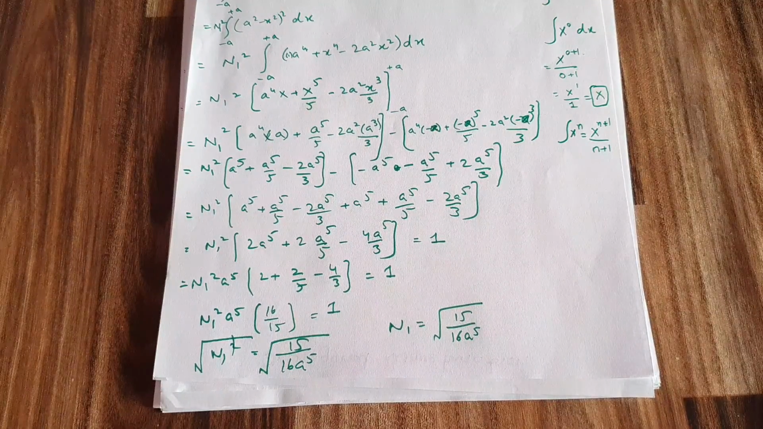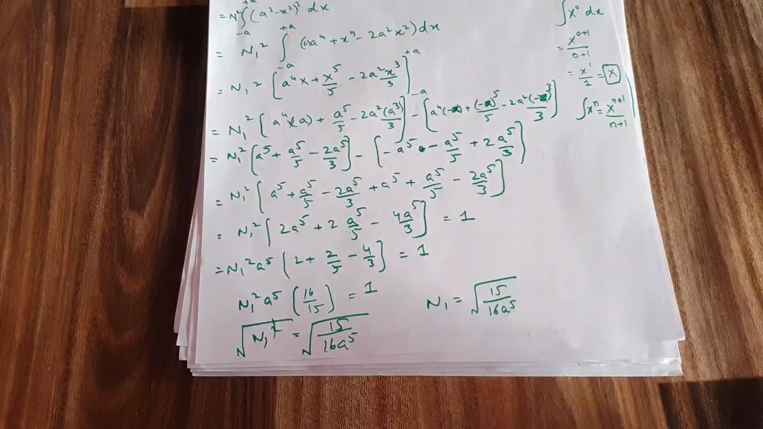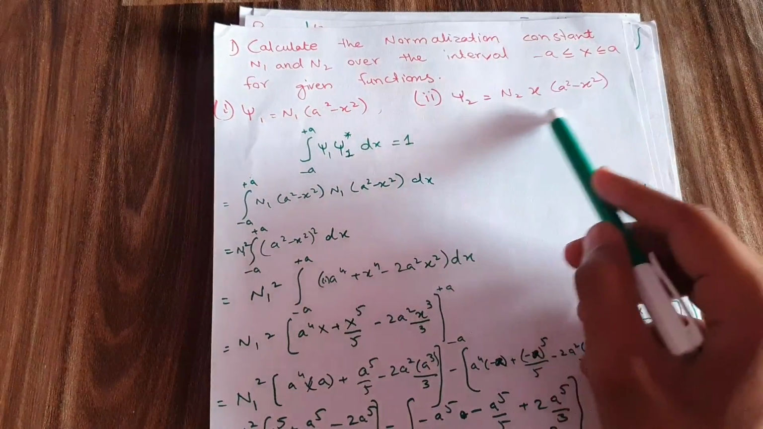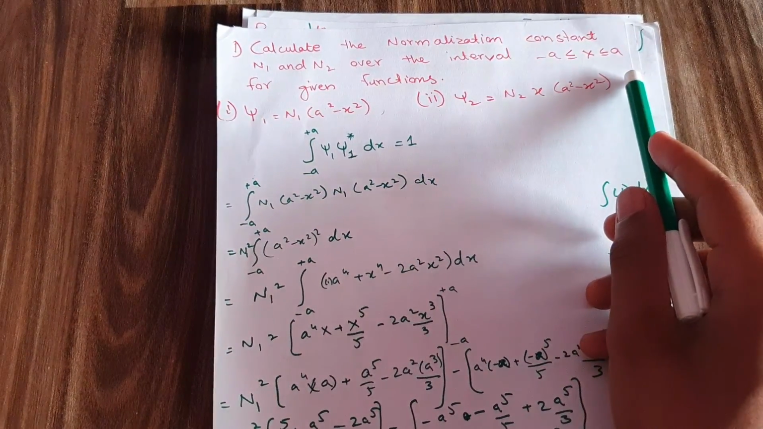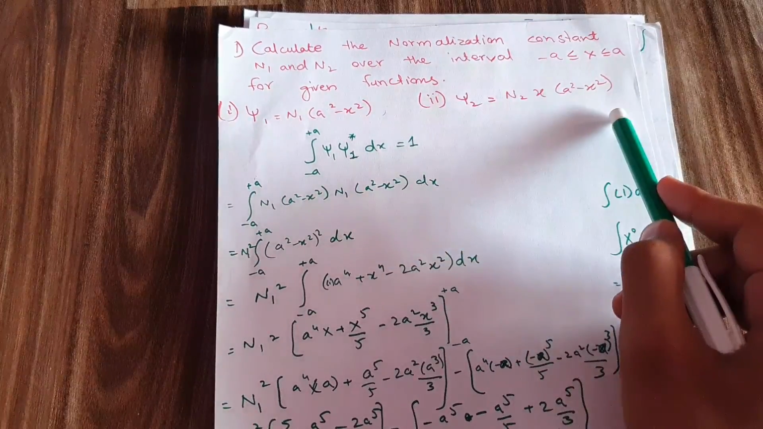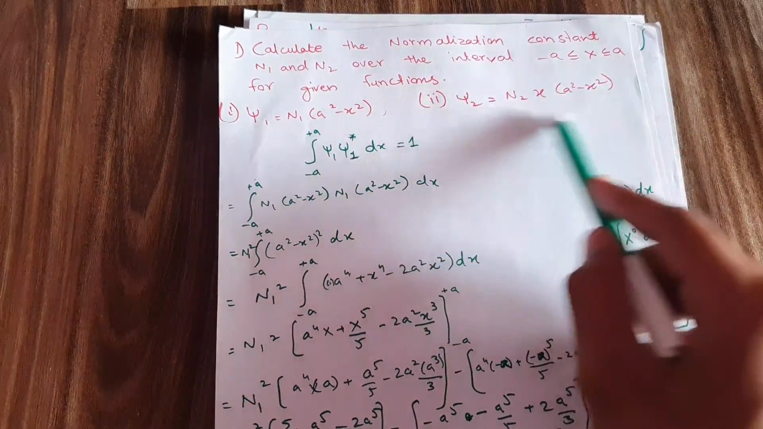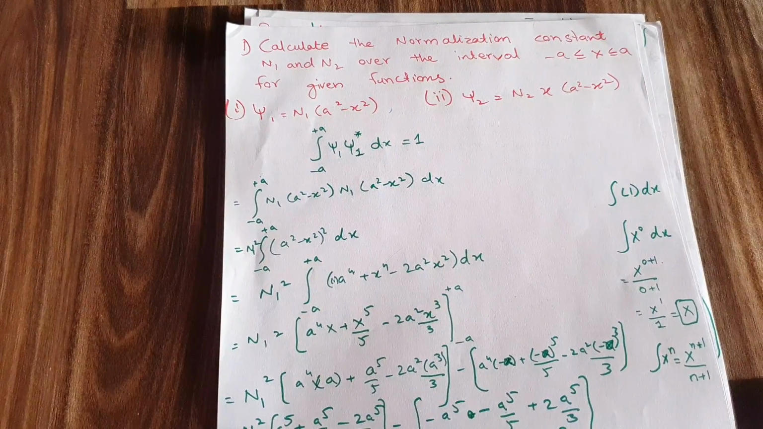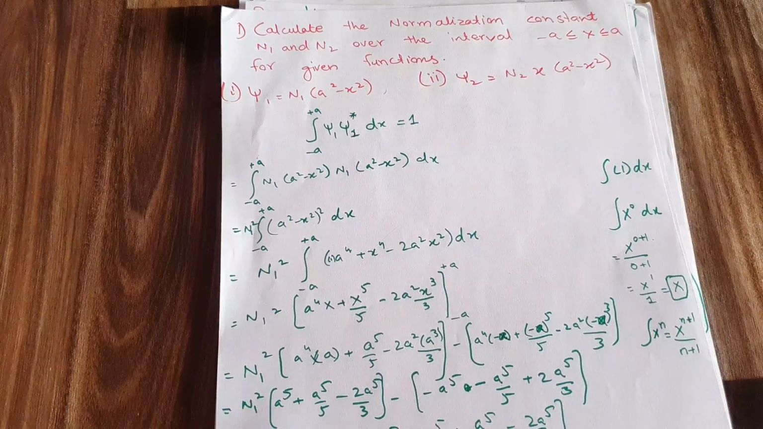So this is the normalization constant for question number 1, and now we'll move on towards question number 2. In the second example, I have to take the value of psi 2 equal to n2 times (a^2 minus x^2). I will have to plug this value of psi into this equation and solve it further to find the value of the normalization constant n. I will do this on the next page.